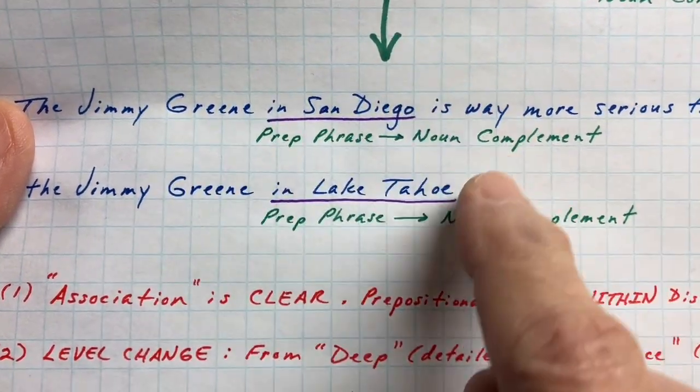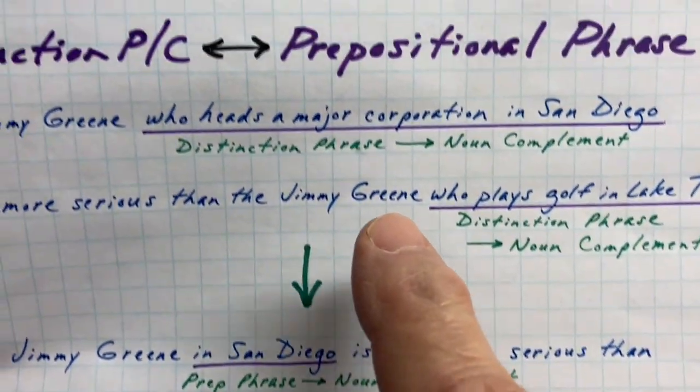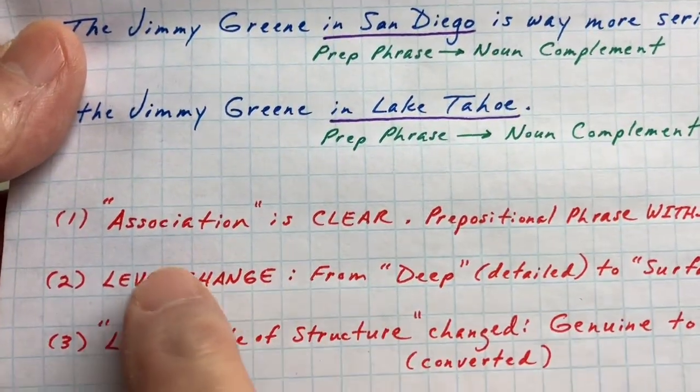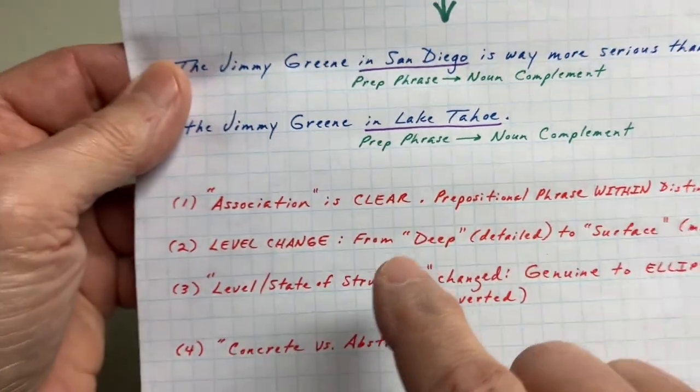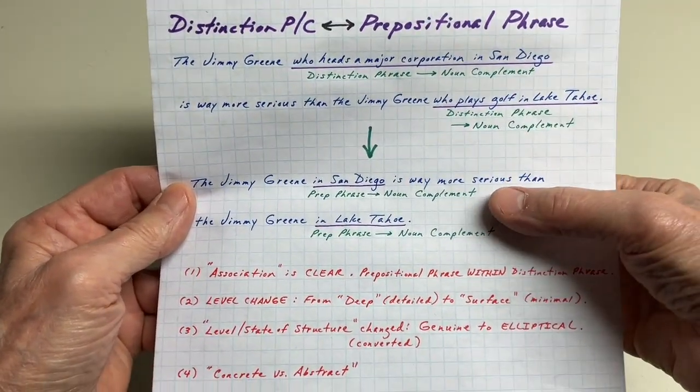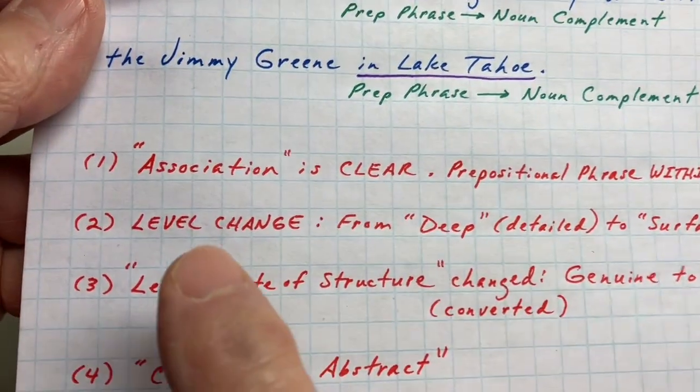Because the audience hearing this, they know that the speaker is actually saying this. You see, they know that. So we see that the association is clear. And what else happened here? Well, when we went from this to this, okay, we saw a level change.